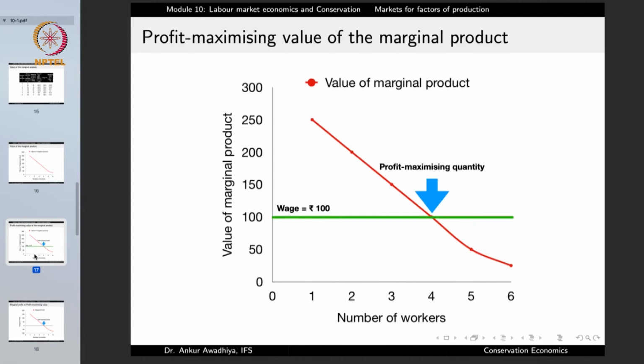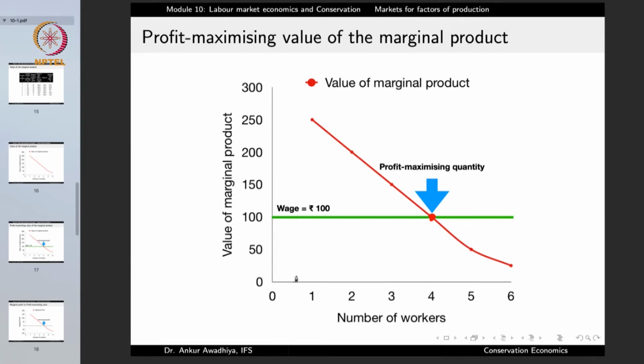Next, we have the wages. Now we can have the prevailing wage rate, and suppose the wage rate is 100 rupees. So if we plot 100 rupees as this green line, then the profit maximizing quantity of labor in this case will be given by this point where both the curves are intersecting each other.